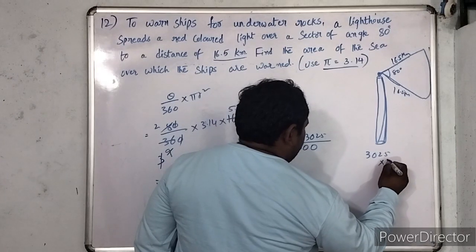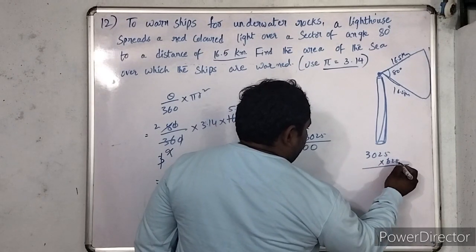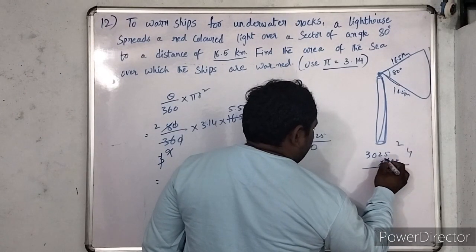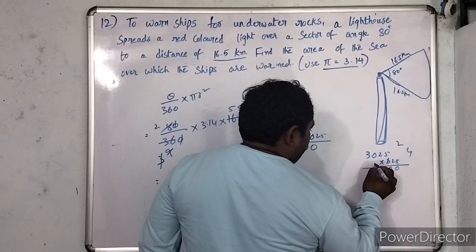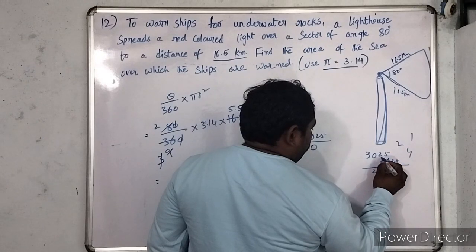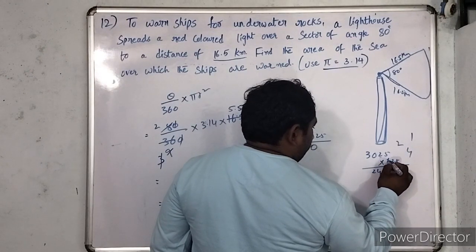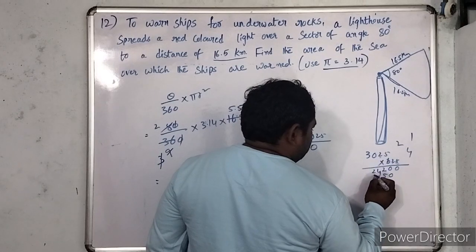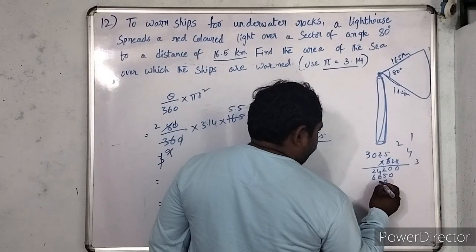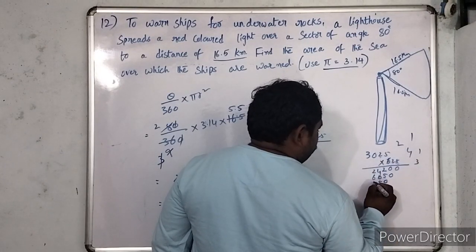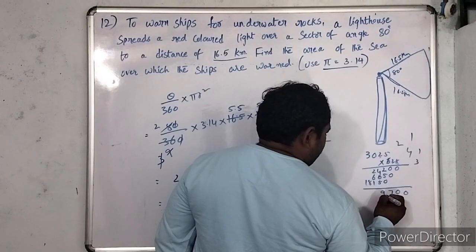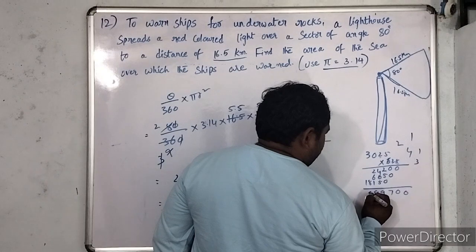3025 into 628. 8 5s are 40. 8 2s are 16 plus 4 is 20. 8 0 0 plus 2 is 2. 8 3s are 24. Again 2 5s are 10. 2 2s are 4 plus 1 is 5. 2 0 0. 2 3s are 6. Again 6 3. 6 5s are 30. 6 2s are 12 plus 3 is 15, 1 carry. 6 3s are 18. On adding we will get 1899700. Okay.